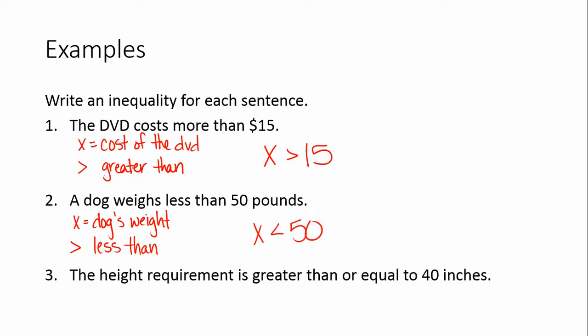Remember that with inequalities, our answer is not just one number. Our answer is several numbers. Obviously, you cannot list every number that's less than 50. That would be decimals, fractions, we'd get into the negatives. There are lots of numbers that are less than 50. And instead of listing all of them, which you couldn't possibly do, we just write the inequality. So remember that the answers to inequalities, there are several of them. So any number less than 50 could be the dog's weight.